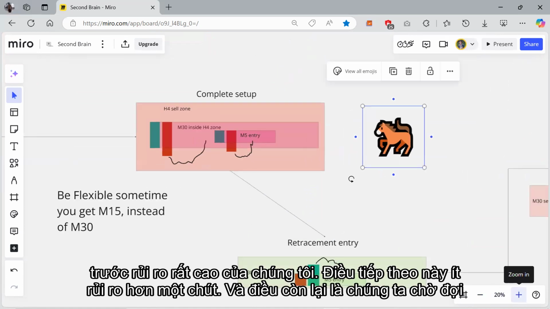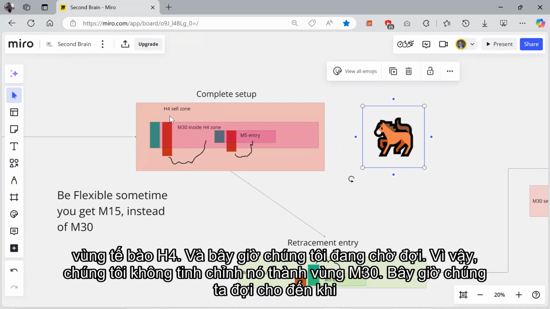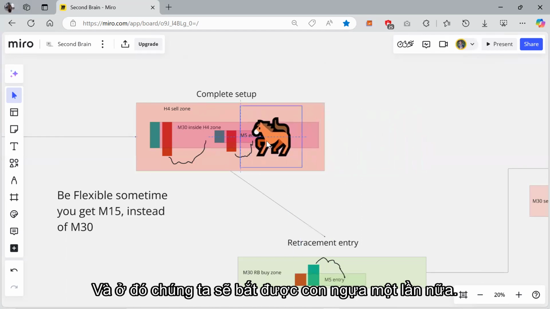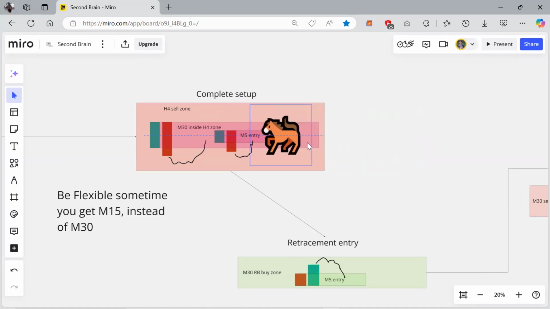And the other one is, we wait in the H4 sell zone, and now we are waiting, so we don't refine it to M30 zones. No, we wait till a new M30 gets created. After M30 is created, we again wait till a new M5 is being created. Okay, and there we are going to catch the horse again.